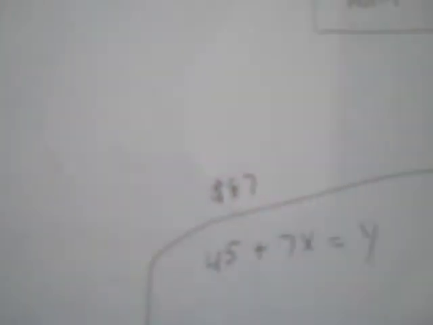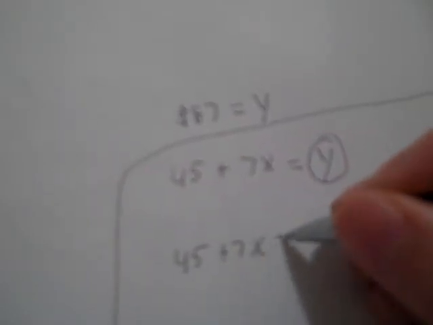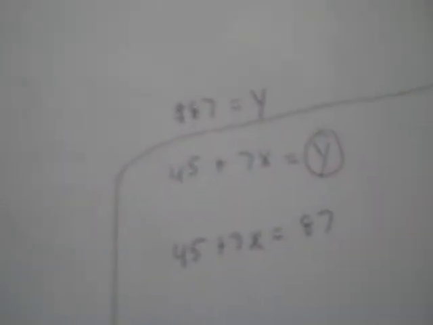Okay, now we need to replace. Well, we need to put that $87 somewhere. So what label's on 87? Well, it's money. So again, that's going to be going in for the y variable. Okay, so I'm going to circle the variable that it goes in for. So I have 45 plus 7x equals 87.